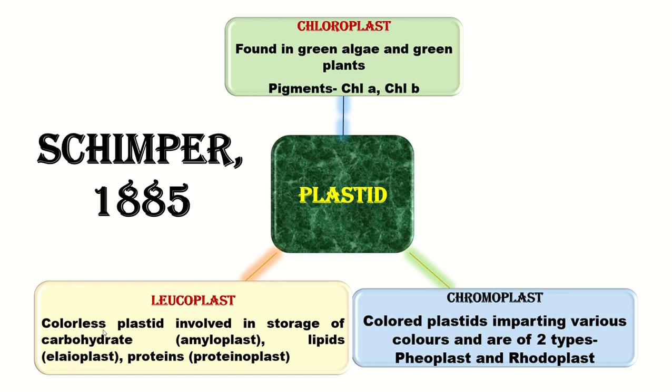Leucoplasts are plastids that are devoid of colors and are involved in storage functions. A myeloplast stores carbohydrate, elioplast stores lipids, and proteinoplast stores proteins. Chromoplasts are colored plastids which impart various colors to different types of plants. The two most important types of chromoplasts are pheoplast and rhodoplast.